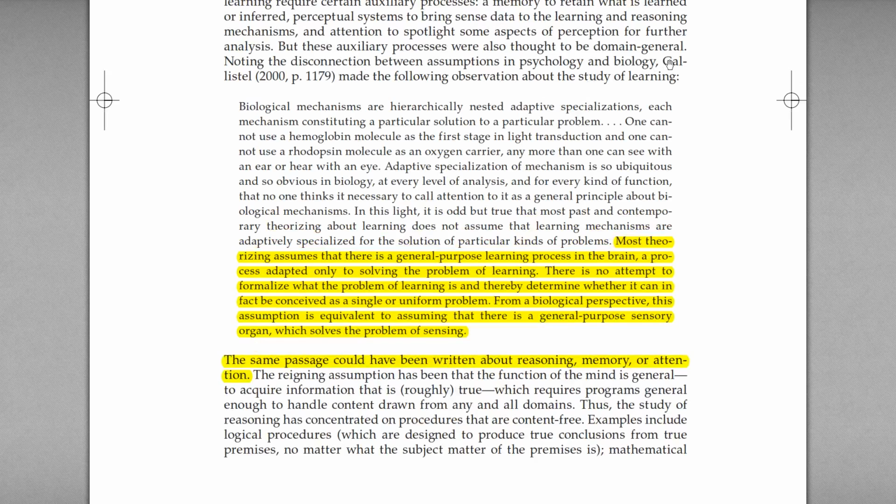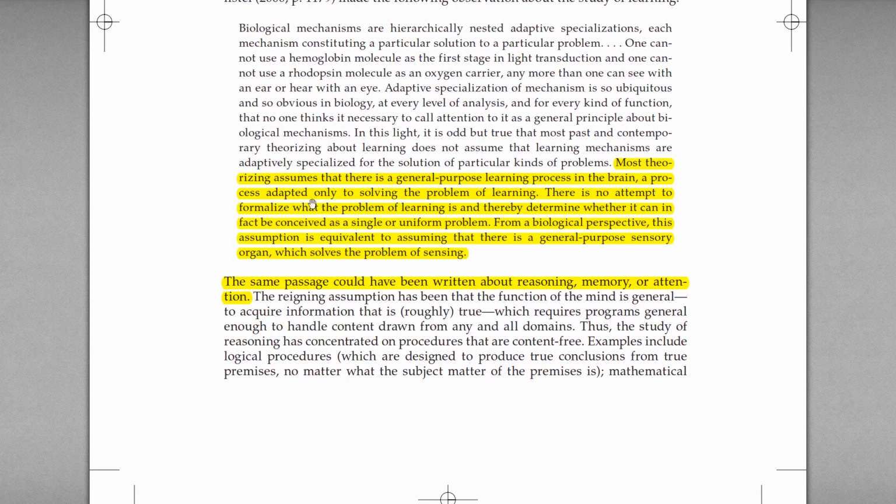This is an interesting chapter, or just a bit of text, from this guy. Most theorizing assumes that there's a general purpose learning process in the brain, a process adapted only to solving the problem of learning. There's no attempt to formalize what the problem of learning is, and thereby determine whether it can in fact be conceived as a single uniform problem. From a biological perspective, this assumption is equivalent to assuming that there's a general purpose sensory organ which solves the problem of sensing. Again, we have different kinds of senses.